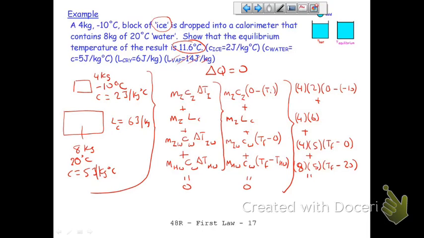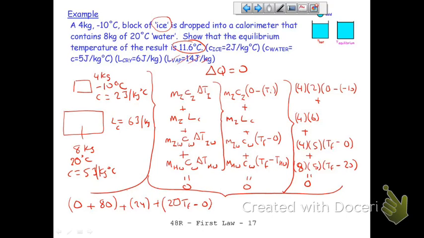I've run out of space on the side, so I'm going to go to the bottom. So that's going to be 8 times 0, which is 0, minus 8 times 10 is 80. There's my first term. Plus 24, plus, this is going to be 20 TF minus 0, plus 40 TF minus 800.